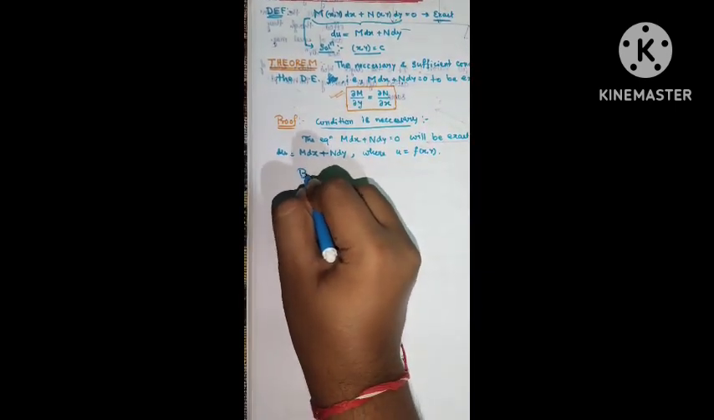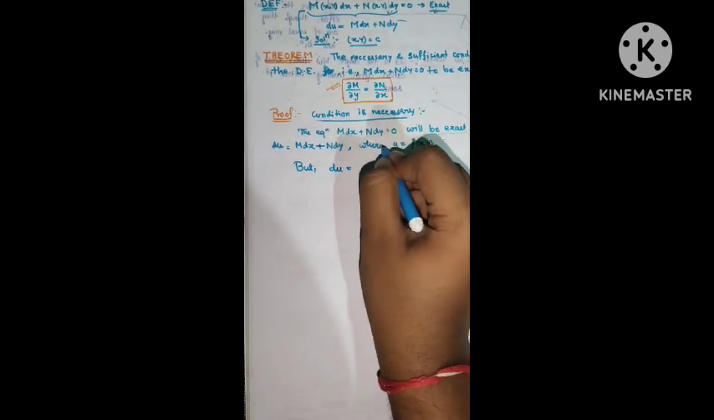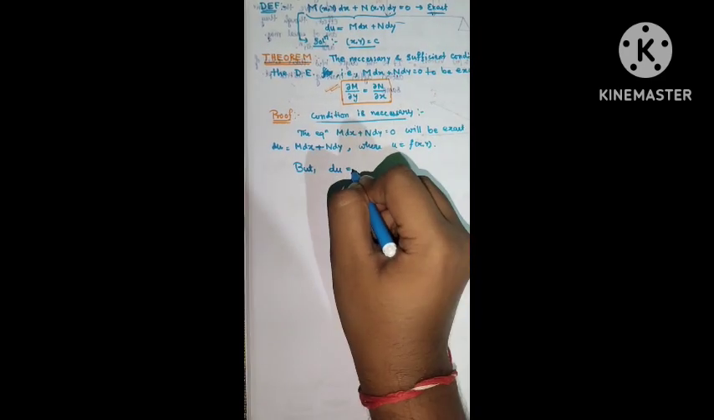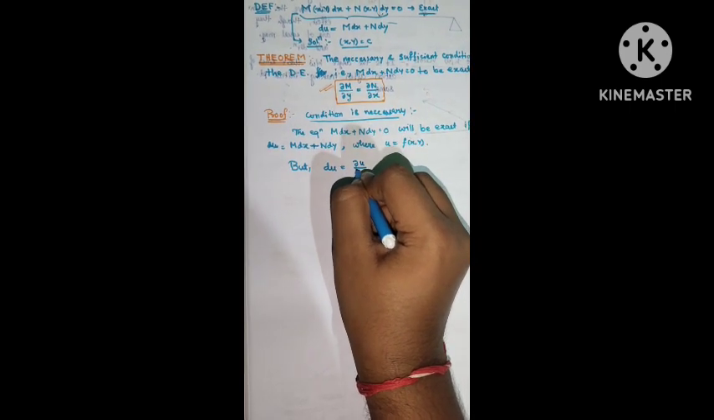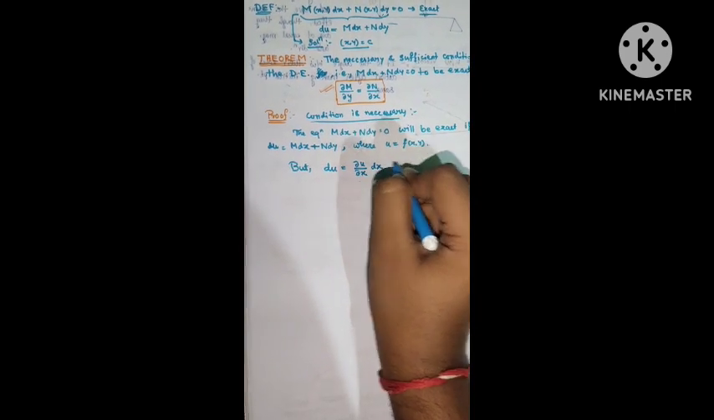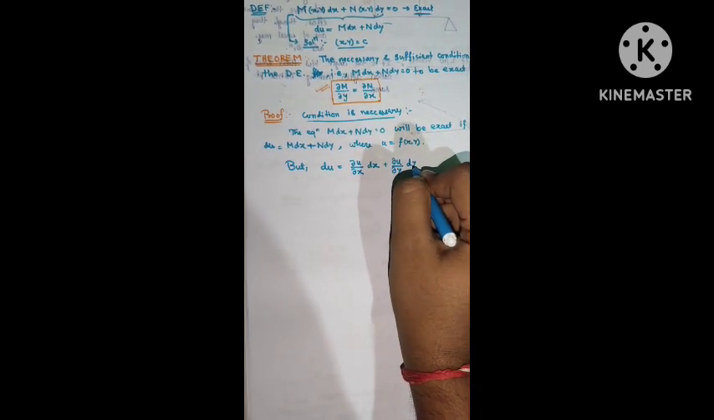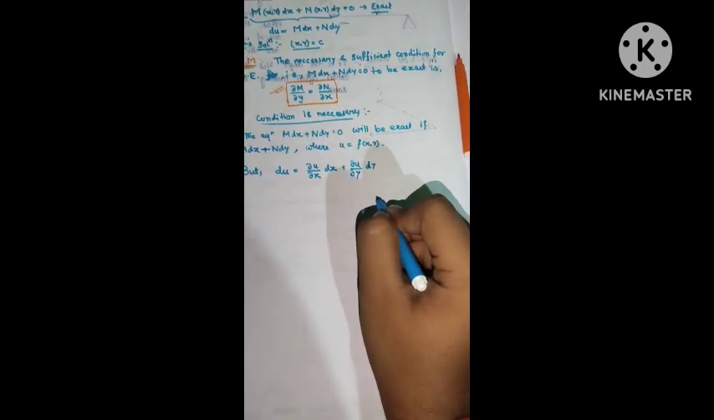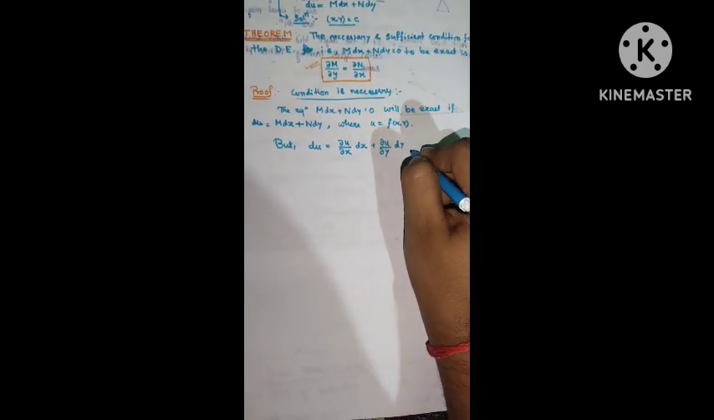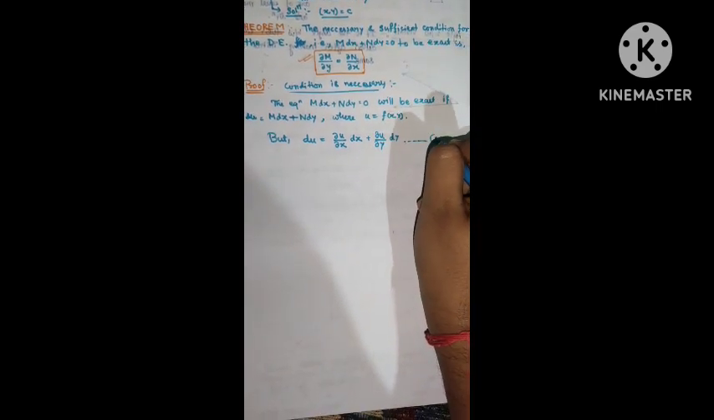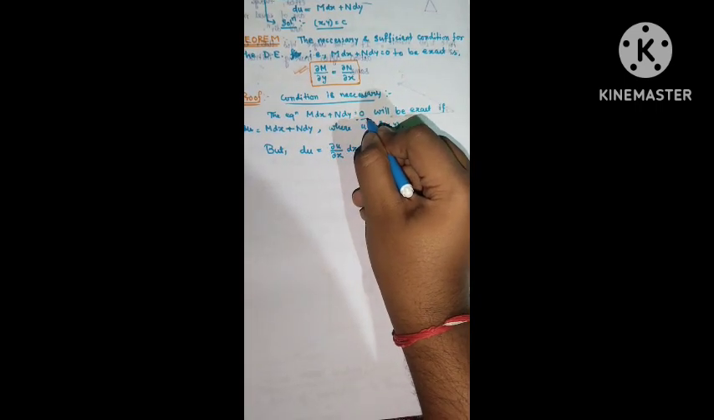But by the idea of total differential, we can write that del u is equal to, if u is a function of x and y, f a function of x and y, so I can write it as del u over del x into dx plus del u over del y into dy. So this is from the idea of total differential. I call it equation 2, and I call this equation as 1.